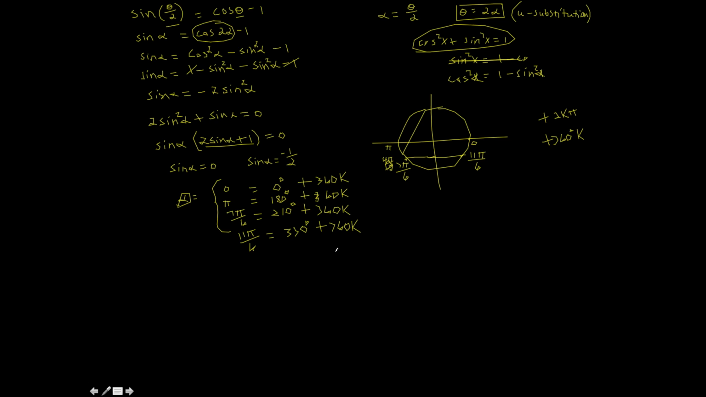So, what is that going to look like? Well, that is going to look like this. This is the answer you have right now. You have 0 plus 360k. You have 180 plus 360k. You have 210 plus 360k. And you have 330 plus 360k. So these are all alpha answers.